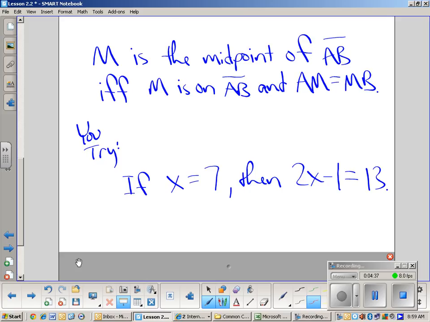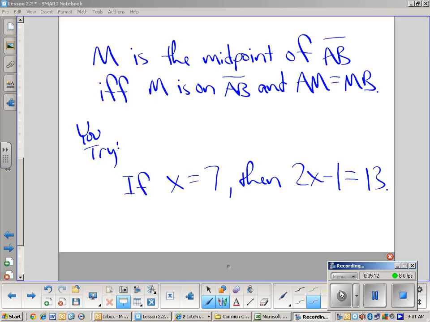I want you to try it with this one. If x is equal to 7, then 2x minus 1 equals 13. Try to write that as a biconditional. Jeffrey, what'd you write for this? I don't get it. I didn't write it. Dalton, what'd you write? Quiet, please, so you can hear Dalton. I put 2 times x minus 1 because x is equal to 7, so I just replaced the x and turned it into a 7.